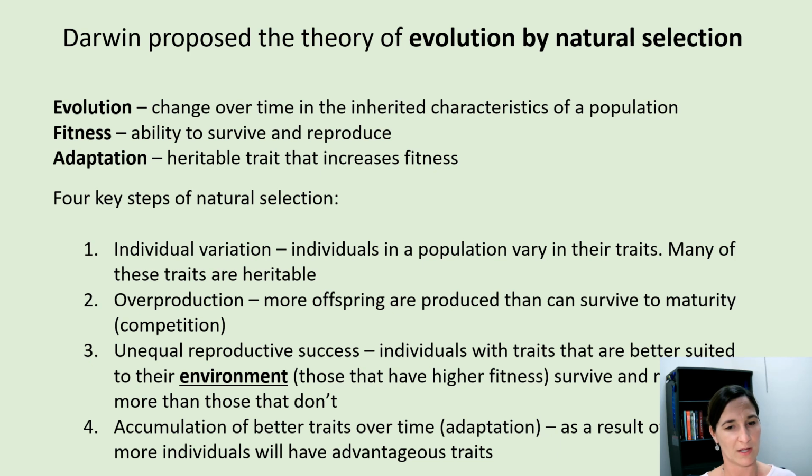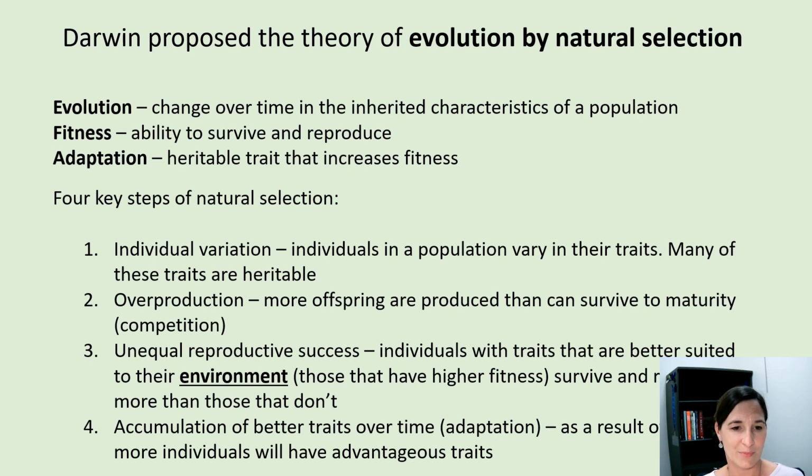Okay, and then Darwin made some inferences. He said, okay, so there's unequal reproductive success. We know that there is competition and overproduction of organisms, and that the individuals with traits that are better suited to their environment, that's really key here, because one trait might be advantageous in one environment and not advantageous in another environment. Those individuals with traits that are better suited to their environment are going to have higher fitness, and those individuals are going to survive and reproduce more than those that don't, right? They're going to have more offspring, and they're going to pass down their traits.